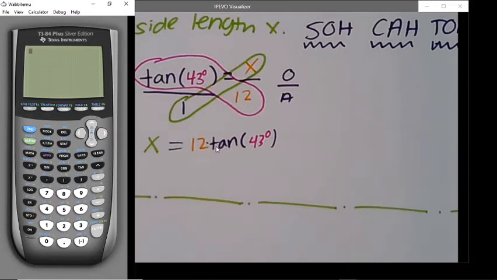This one is for tangent, so we're going to be using the tangent button. Now, before you use your graphing calculator, it's very important that your graphing calculator is in degrees. Our angle, if you see here, this little symbol means degrees.